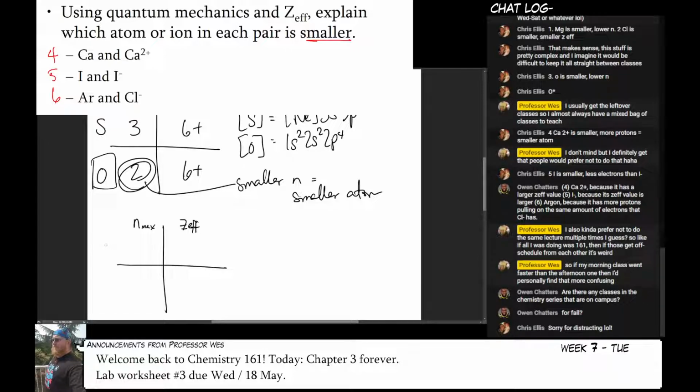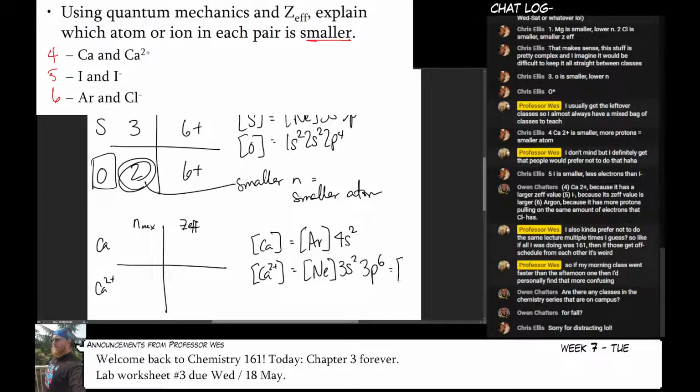So now we'll do calcium and calcium 2+. So if I do this, we get that. And if I do calcium 2+, I get regular old argon, which I should probably just write out like this. Which we'll just do, just in case. So we could say, okay, well, N for calcium is 4, but N for calcium 2+ is 3.